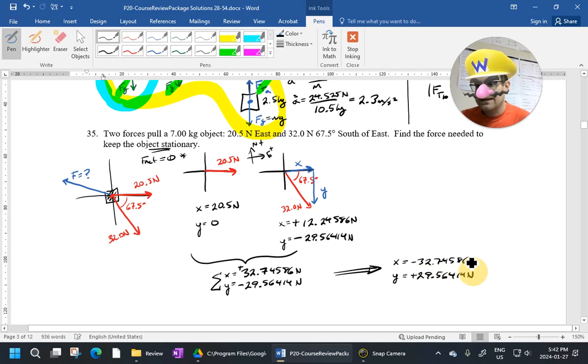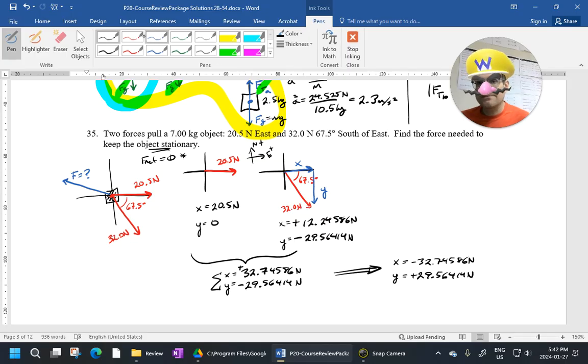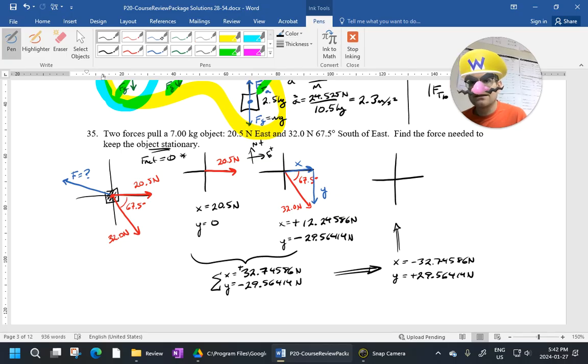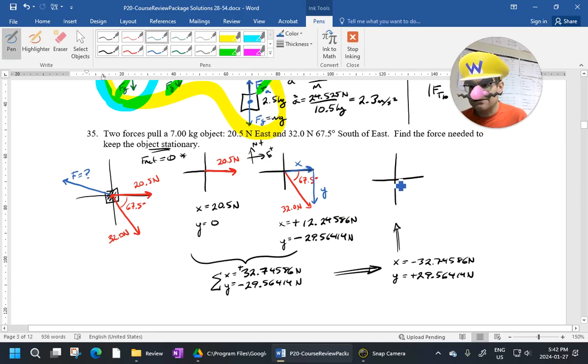So there's my new force, right? That's the third force I'm looking for. So what I'm going to do now is redraw this. I'm going to draw this picture now, kind of like we did here. I'm going to say we're going to go negative in the x direction, 32.745-ish newtons. And then in my y direction, it says positive, so I'll go up.